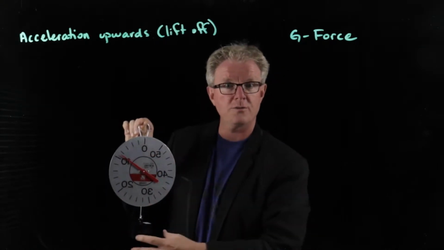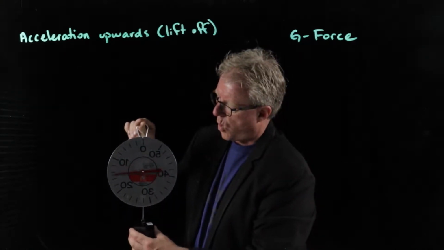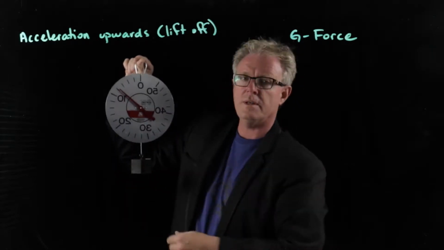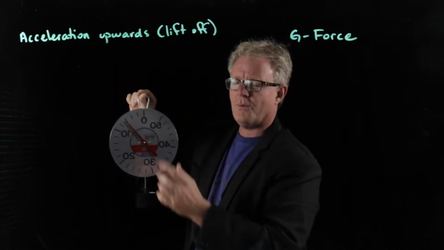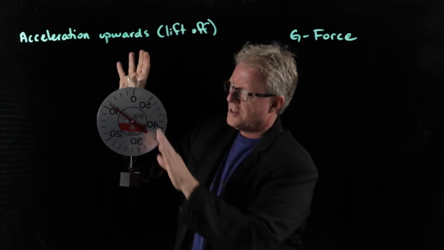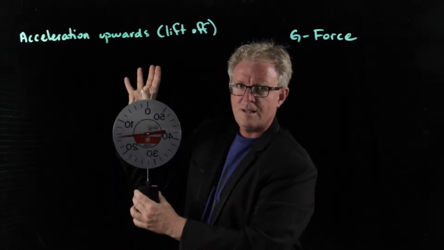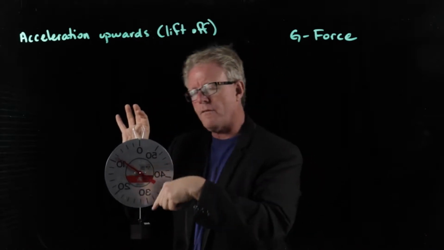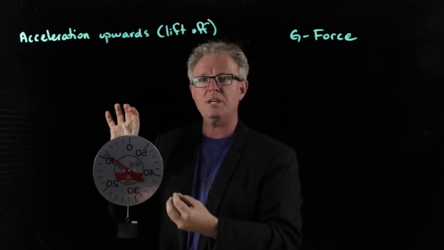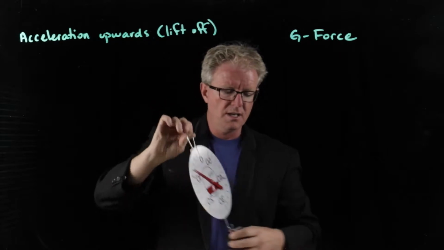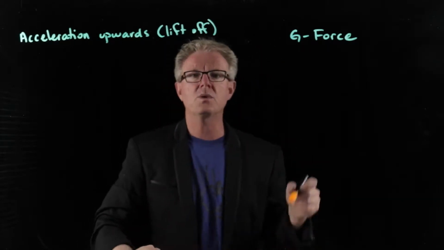Here I'll do it in slow motion. Ready? There you go. See? Slow motion. So when I went upwards, the needle deflected downwards, indicating that there was more weight. So the apparent weight of the system increased when there was acceleration. Let's see if we can prove that with a little bit of maths.